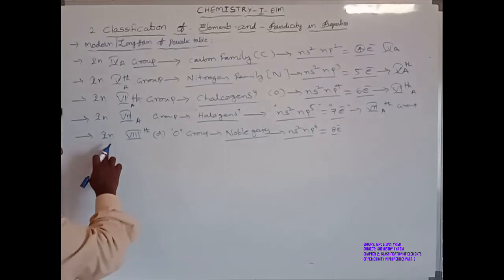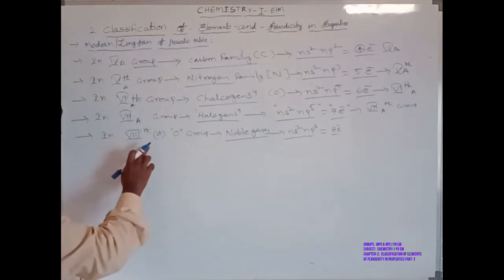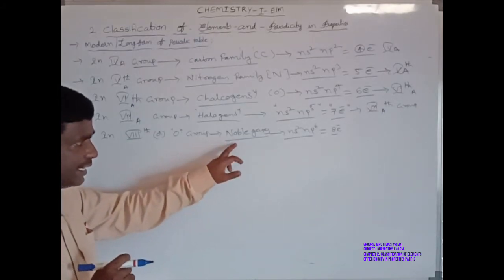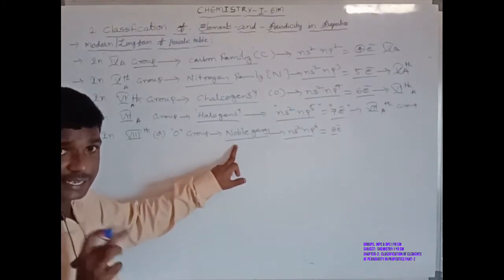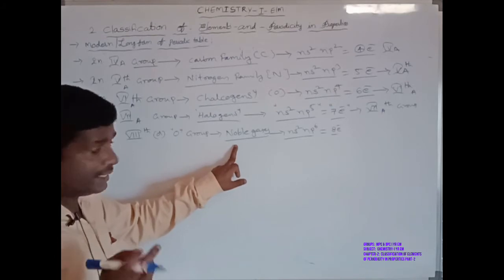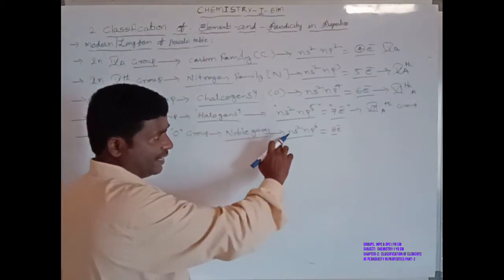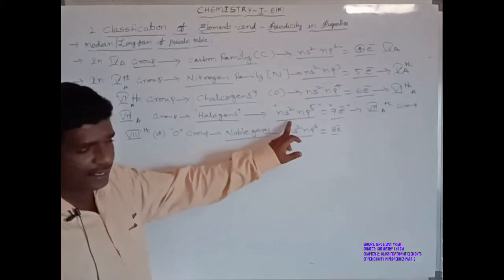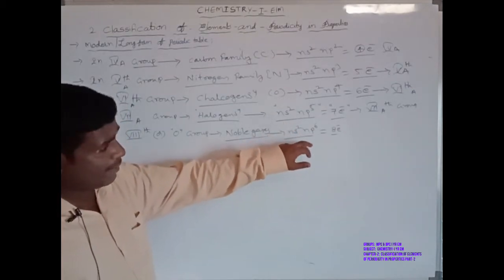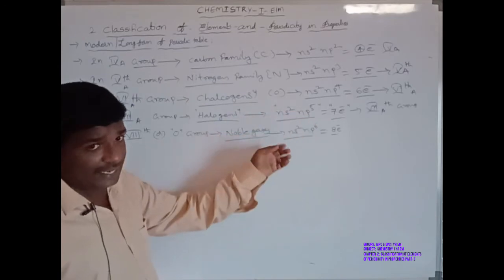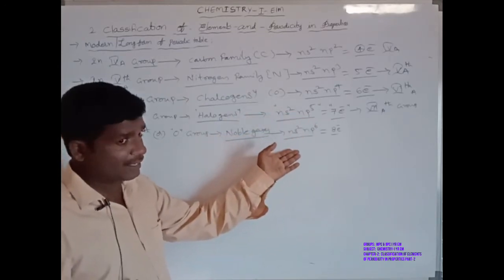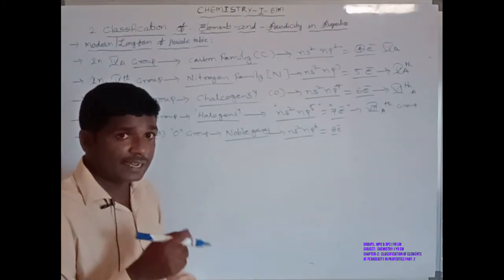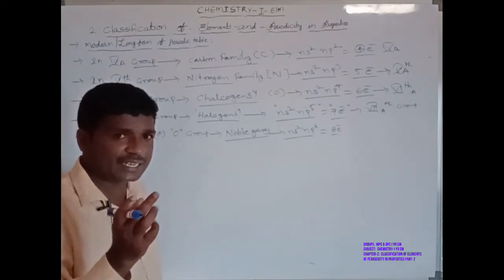In the modern periodic table, the 8th group or zero group elements are also called noble gases or inert gases. Electron configuration: ns2np6. The s orbital has 2 electrons and the p orbital consists of 6 electrons. Both the s orbital and p orbital are completely filled with electron pairs, so it follows the octet rule.